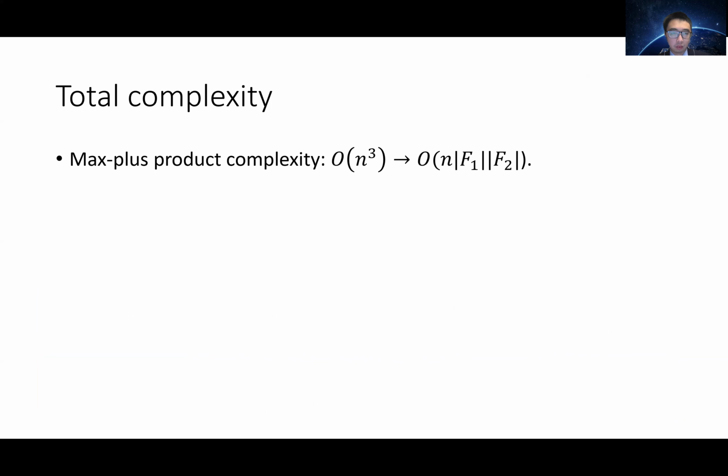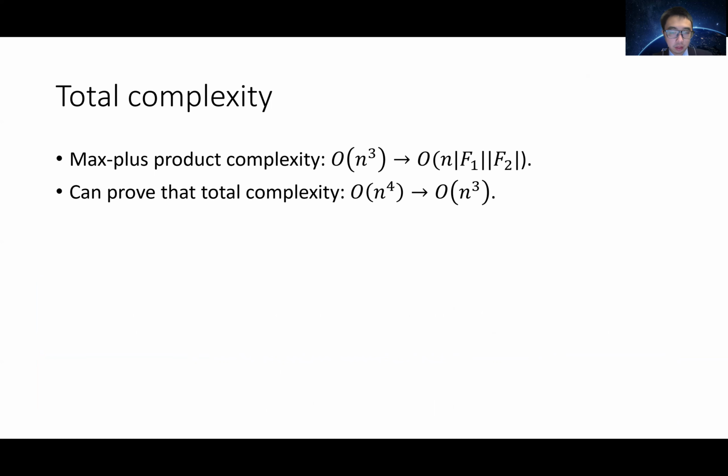What does this say for our total complexity? We can prove that with this improvement, the total time complexity has decreased from O(n) to the fourth power to cubic. However, what we really wanted is an algorithm that beats the cubic running time. How can we improve this to truly subcubic?